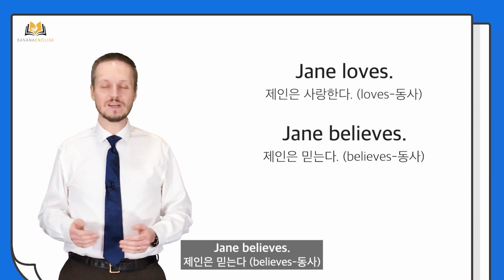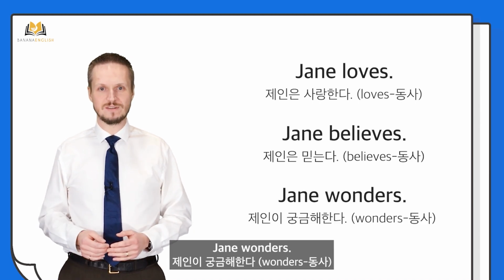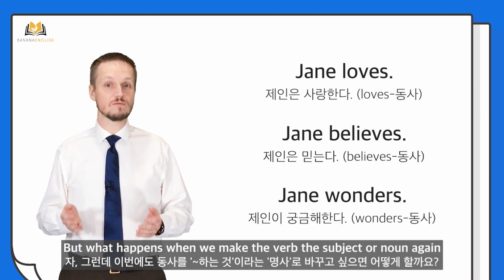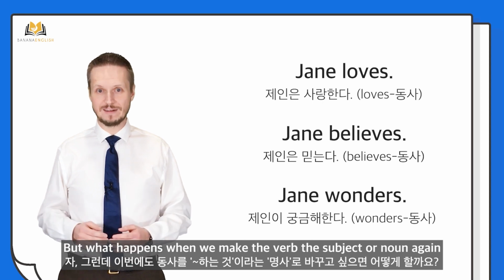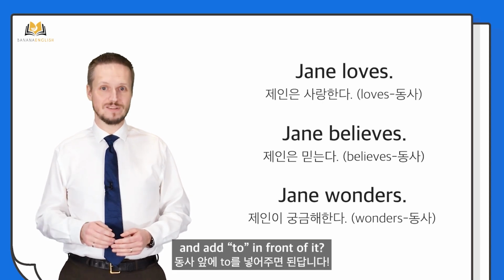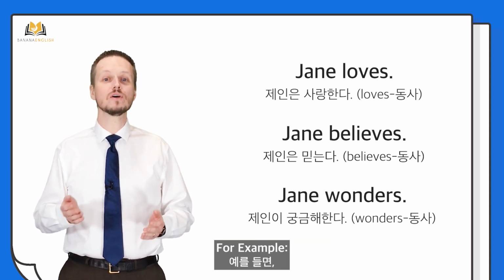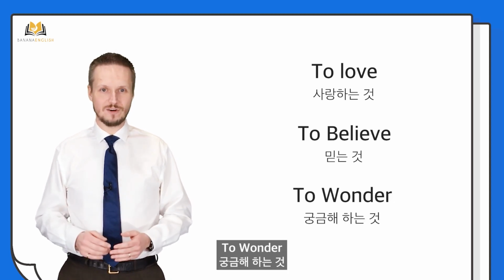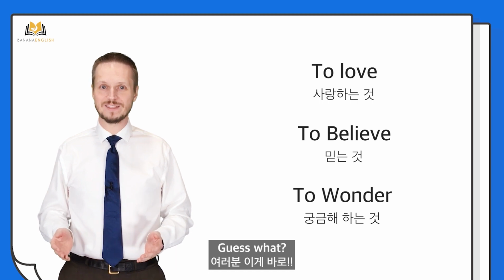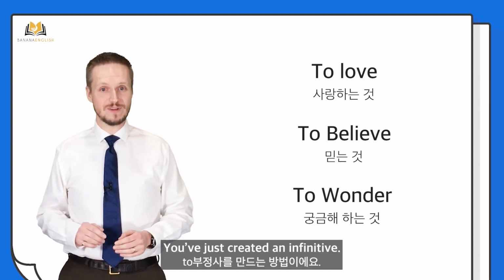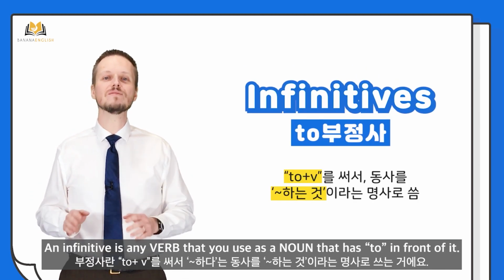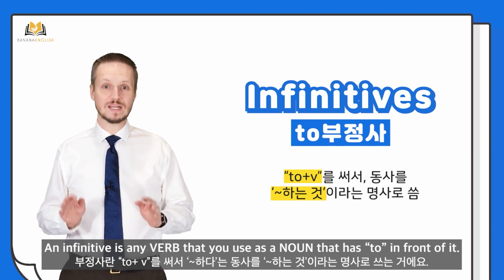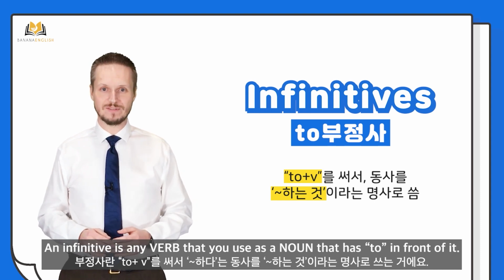Jane believes. Jane wonders. But what happens when we make the verb the subject or noun again, and add to in front of it? For example, to love, to believe, to wonder. Guess what? You've just created an infinitive. An infinitive is any verb that you use as a noun that has to in front of it.